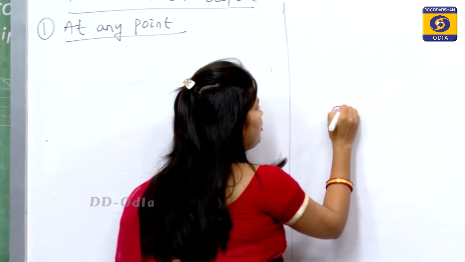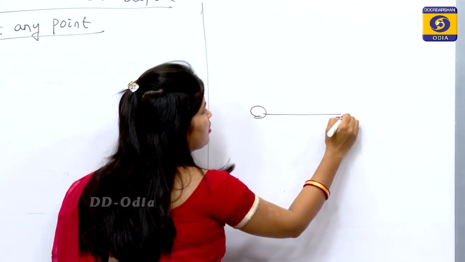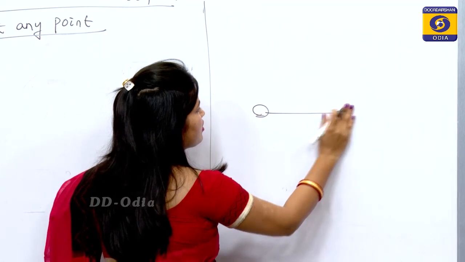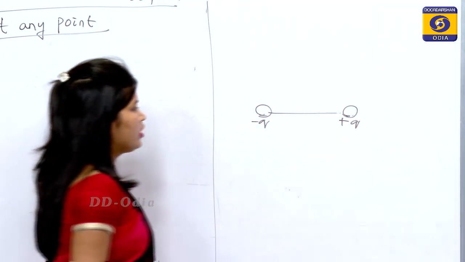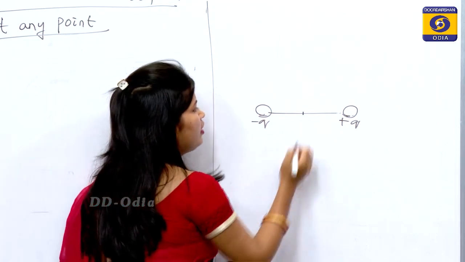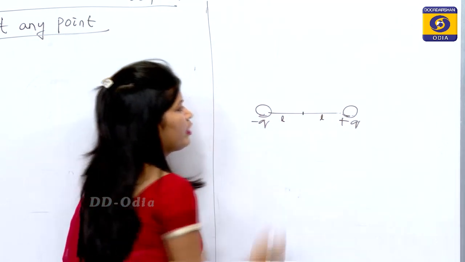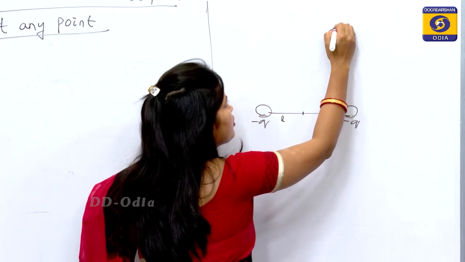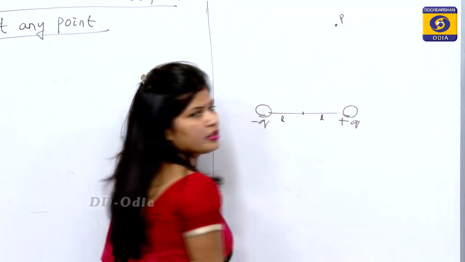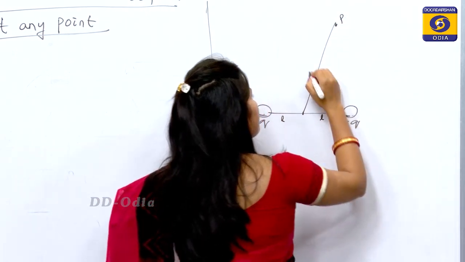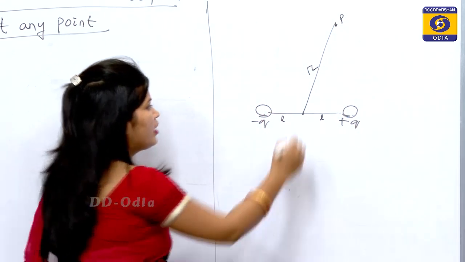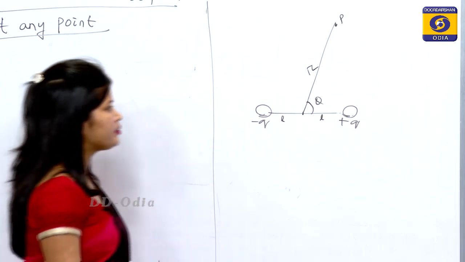Suppose this is a dipole separated by a distance 2L. This is minus q, this is plus q, and this is L, this is also L, and the point of observation is here, P. The distance from the center of the dipole to the point of observation is r, and the angle of elevation is theta.